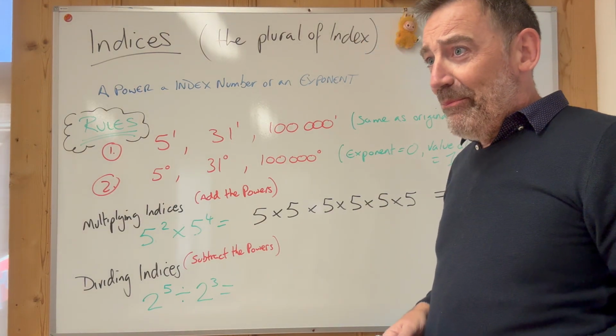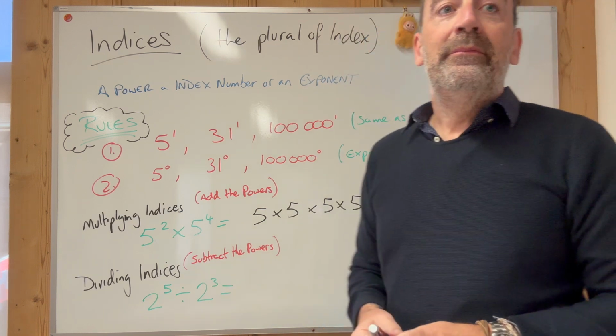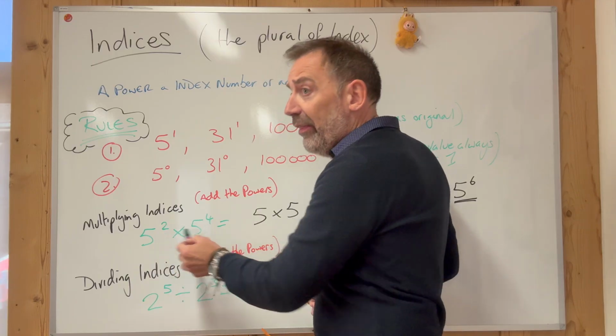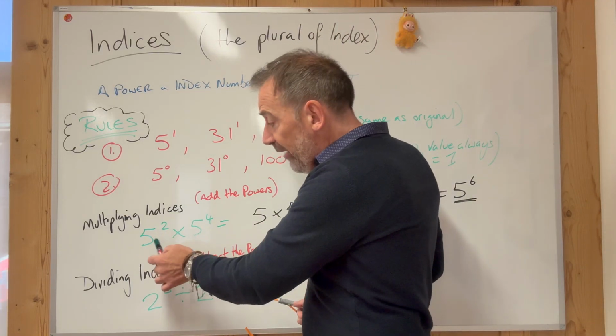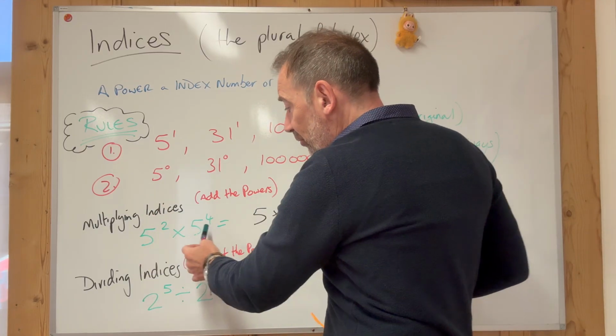When we're multiplying powers, you just add the 4. We're just adding the 2 exponents together. Don't try and work it out, not yet. 5 to the 2, 5 to the 4, we just add those 2 exponents together.